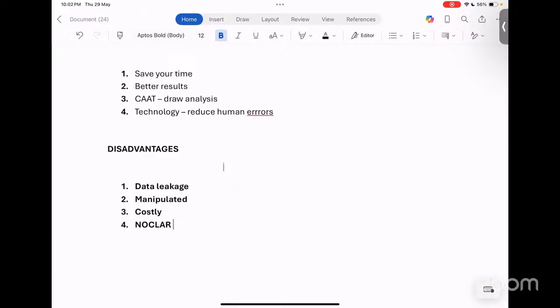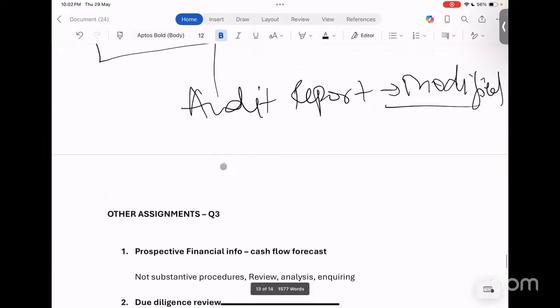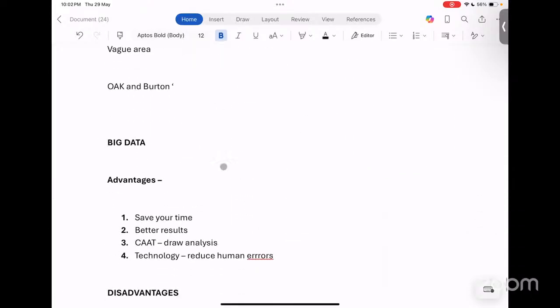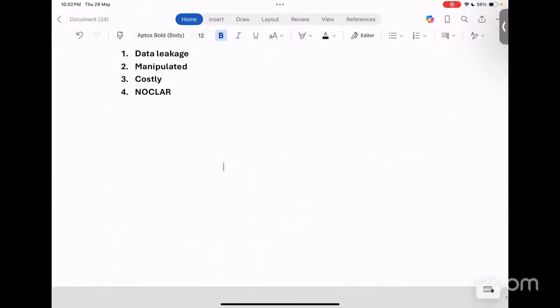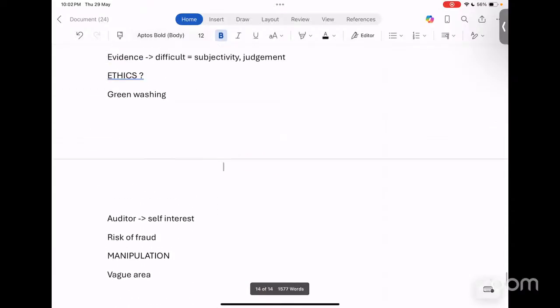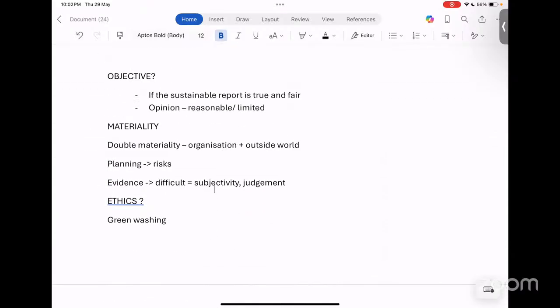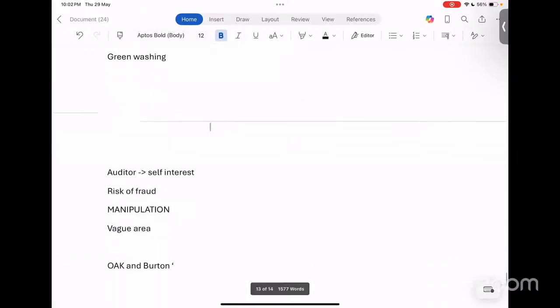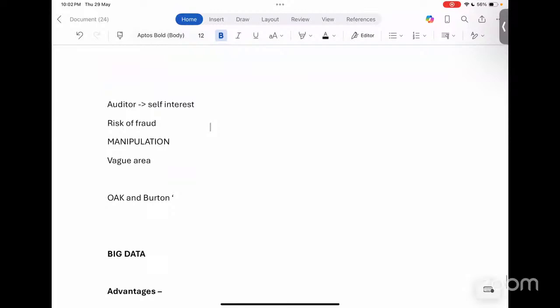So this is basically what I have in my big data analysis and sustainable assurance. If you want, you can read the technical articles of both these topics. These are like extra current issues kind of a thing. Or if you understood this, that's also sufficient. Yes, so this is what I had to cover in this session.